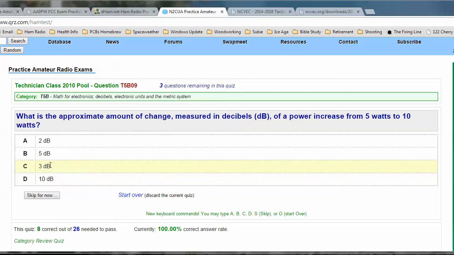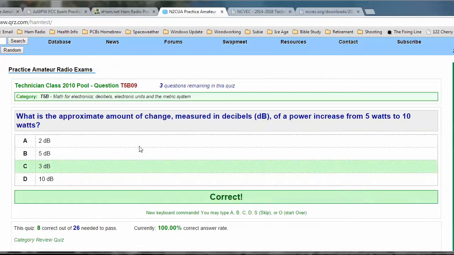And then 3 dB is either half if it's attenuation or twice if it's an increase, like from an amplifier such as that. So, what is the approximate amount of change measured in decibels of a power increase from 5 watts to 10? They're doubling the power, so that has to be 3 dB.